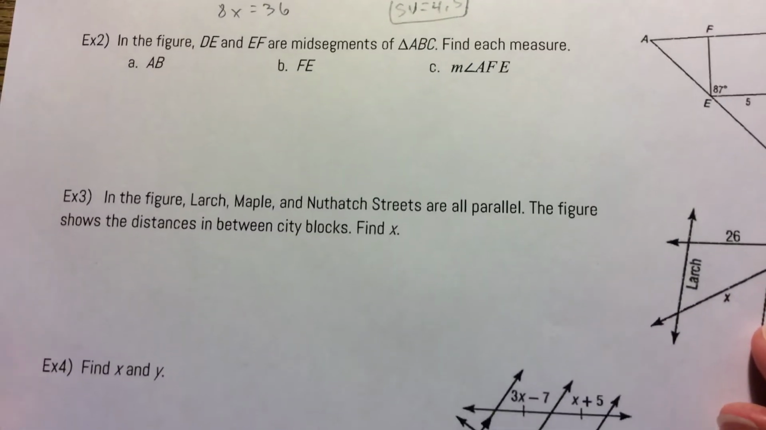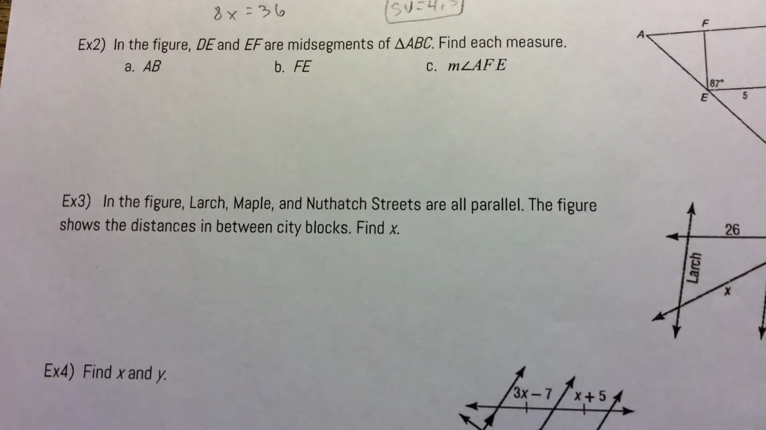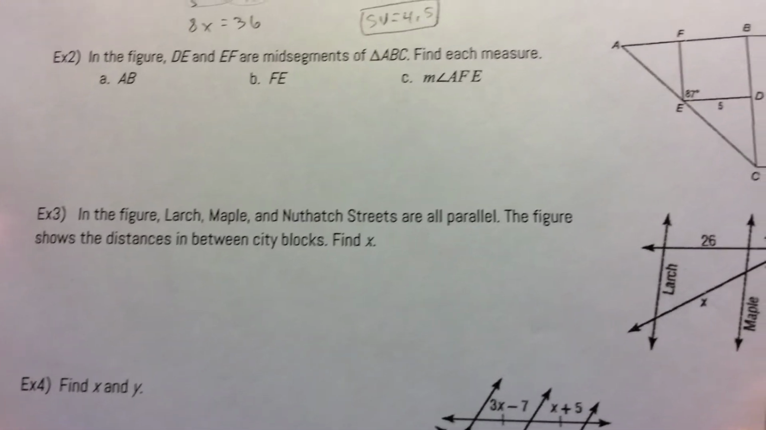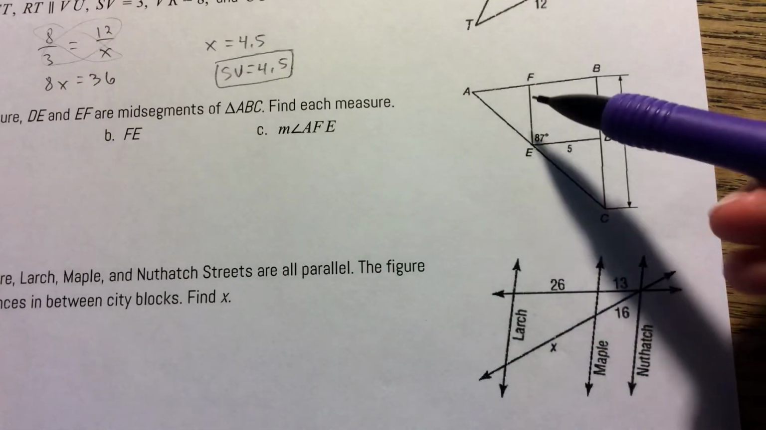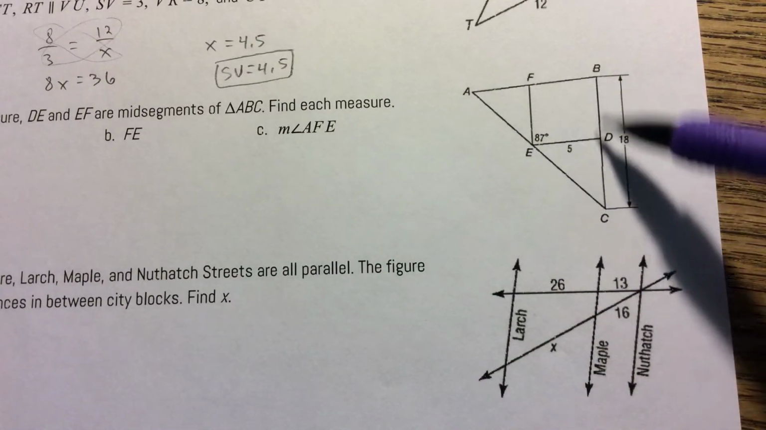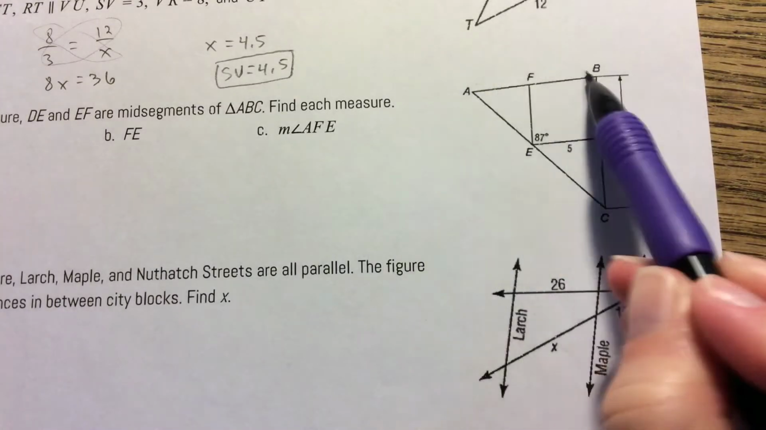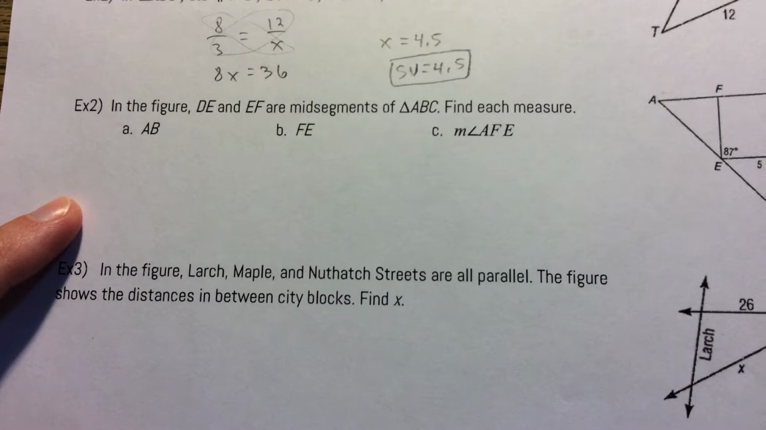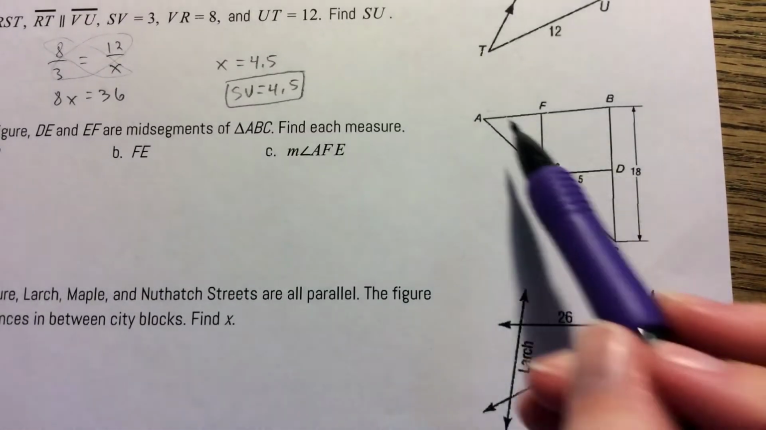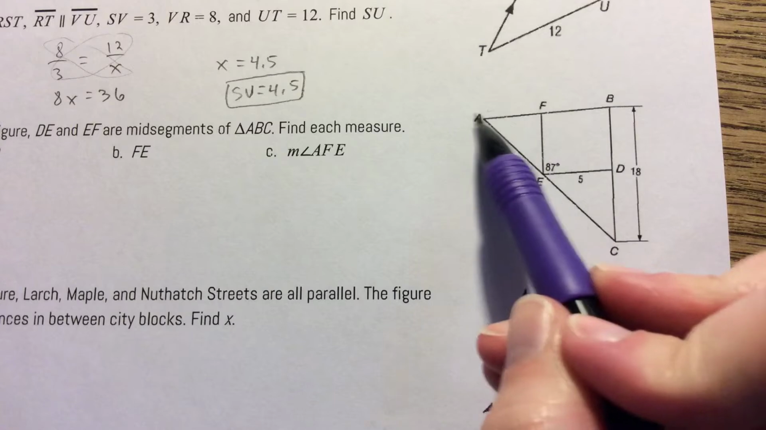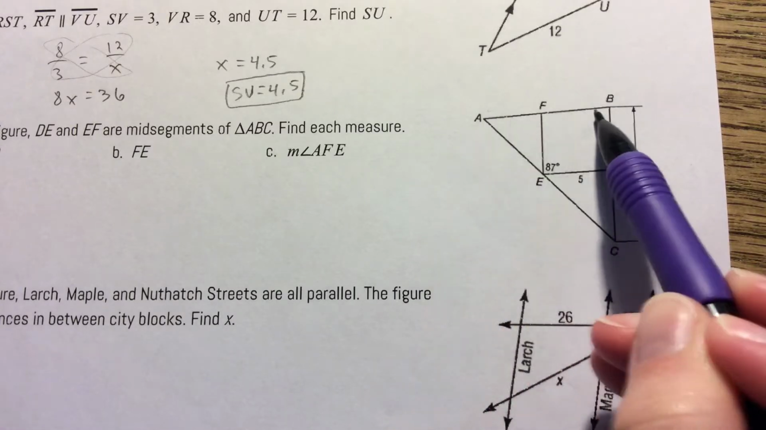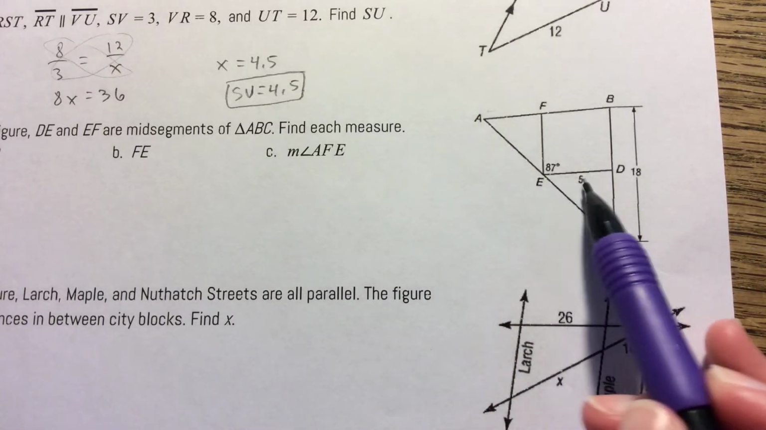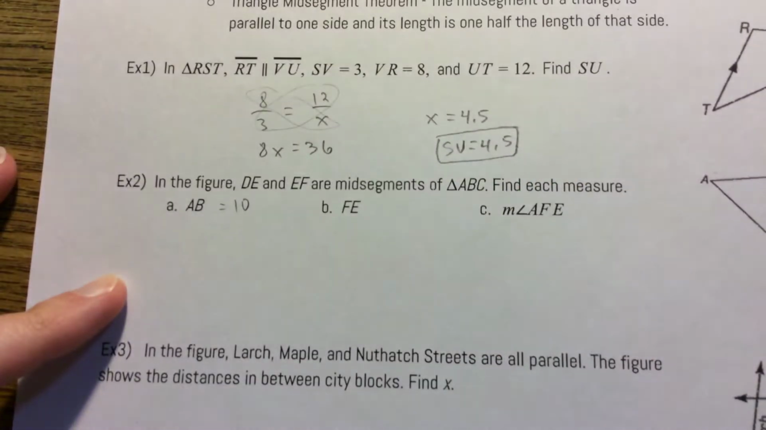Okay, example 2. We have a figure over here. It says that DE and EF are mid-segments of triangle ABC, and we have some measurements to find. So this is a mid-segment, which would be parallel to that line. This is a mid-segment, which would be parallel to that line. So first we have the length of AB. So AB is this whole length along here. So the mid-segment is half of the side that it's parallel to. So if this is 5, AB is going to be double that, or 10.